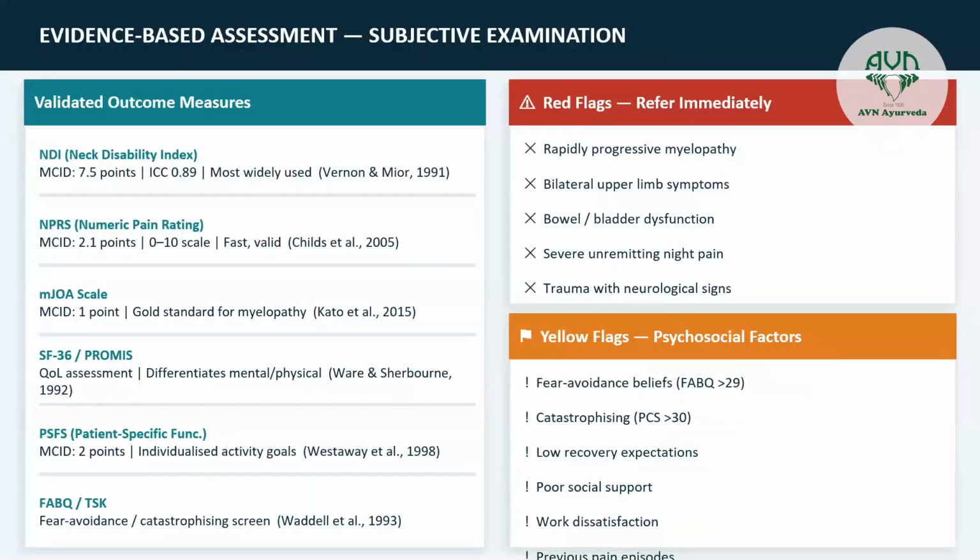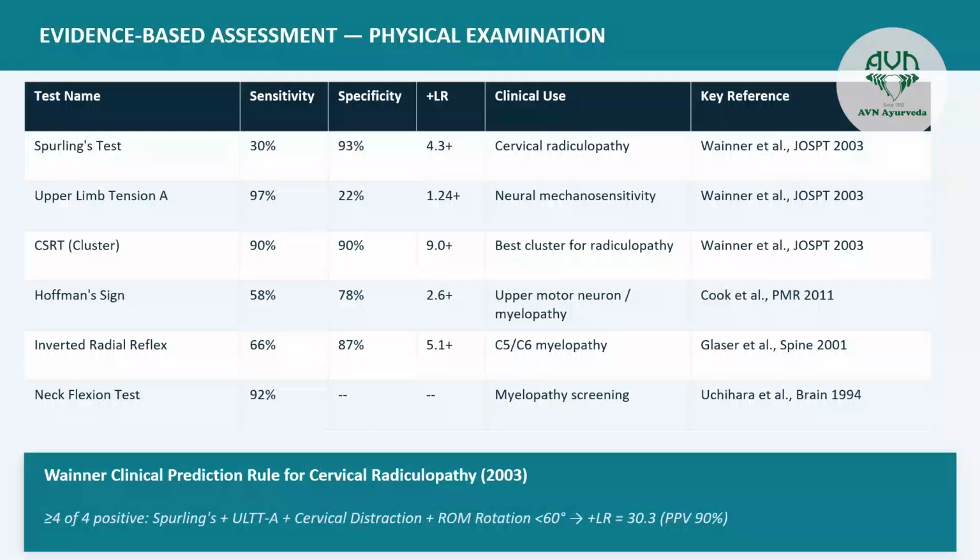And if there is any low recovery expectation, or poor social support, or work dissatisfaction, or previous pain episode, they will be ruminating, and they will be underconfident to take up further progression. So we have to look into certain aspects as well.